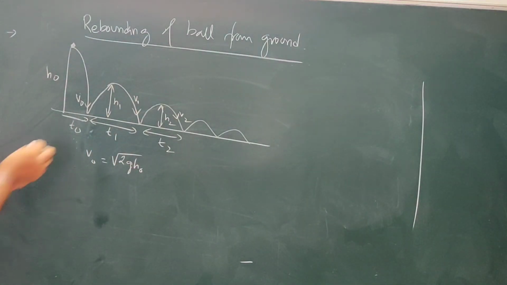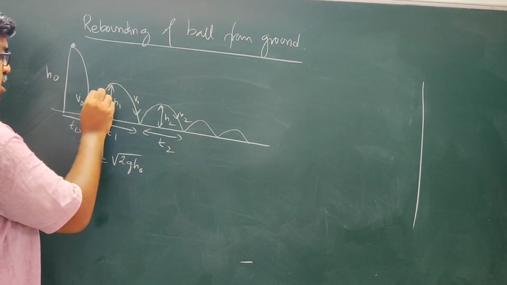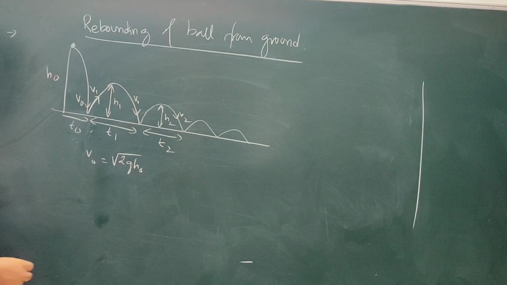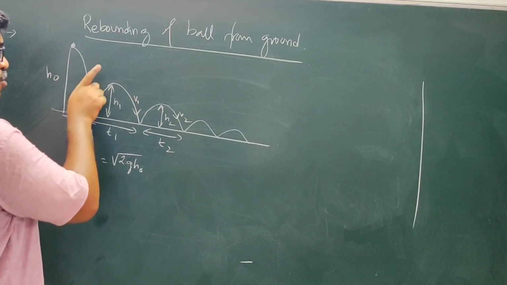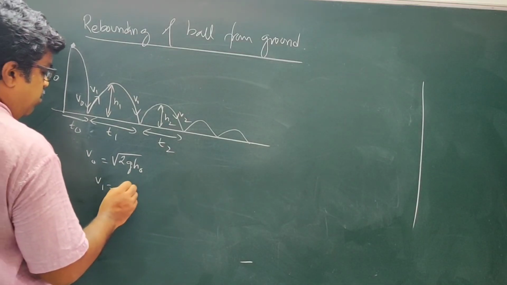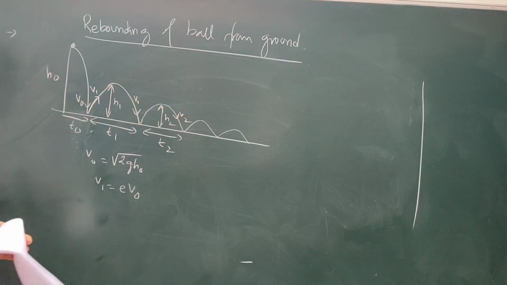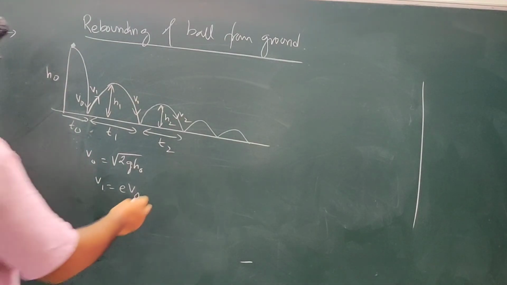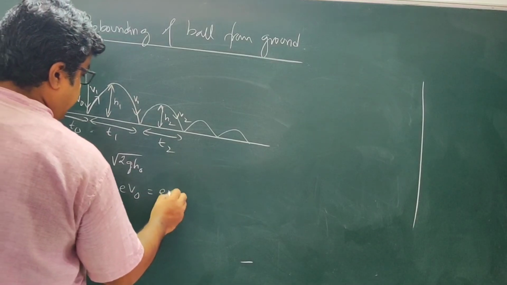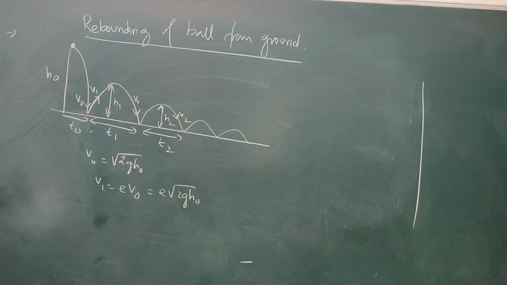Then it bounces. If it is striking this point with velocity v1, that means it is bouncing up with velocity v1, correct? So this velocity of projection is equal to the velocity with which the ball will return back to the ground. So v1 is equal to e v0, where e is the coefficient of restitution. v0 is this quantity, so this is e times square root of 2g h0. This is after the first bounce.